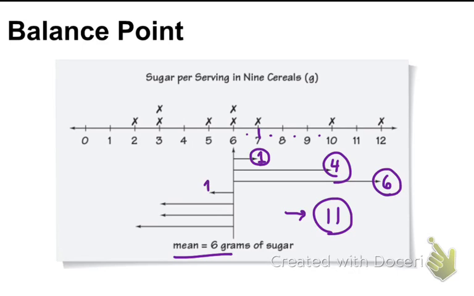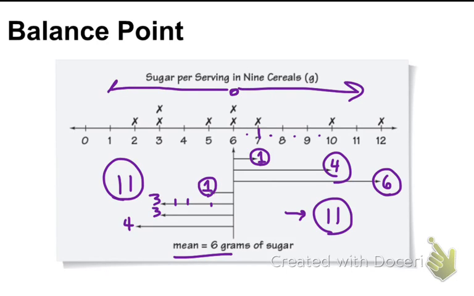I have a value here that is 1 away. I have a value that is 1, 2, 3 away, another that is 3 away, and another that is 4 away. And if I add those values together, 4 plus 3 plus 1, I also get 11. So what the mean does is think of the mean like a scale. And wherever the mean is, we have to have values on one side equal to values on the other.